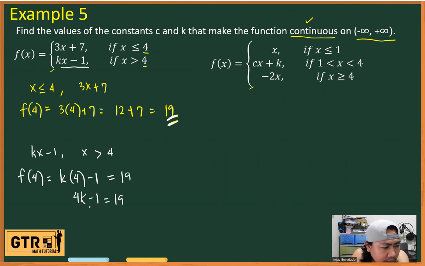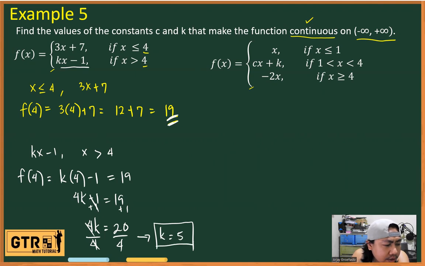So solve for k. Add 1 to both sides. Therefore, we have 4k is equal to 19 plus 1, so we have 20. Finally, divide both sides by 4. So therefore, k is equal to 5. So for this piecewise function to be continuous on the interval negative infinity to positive infinity, the value of k must be positive 5. Okay? So that there is no break, they need to have the same value.